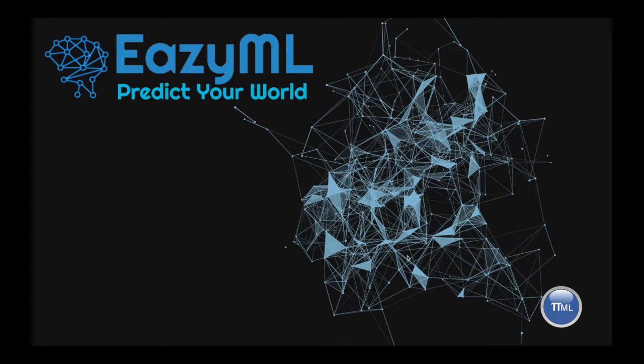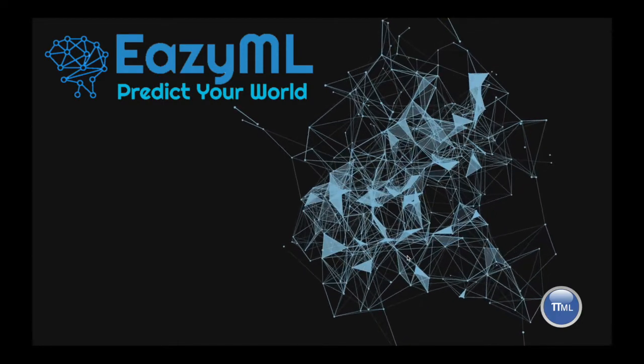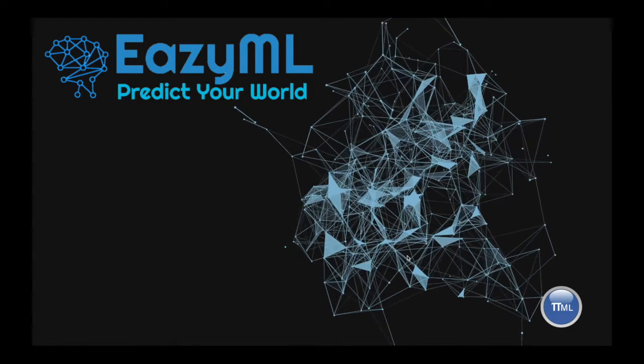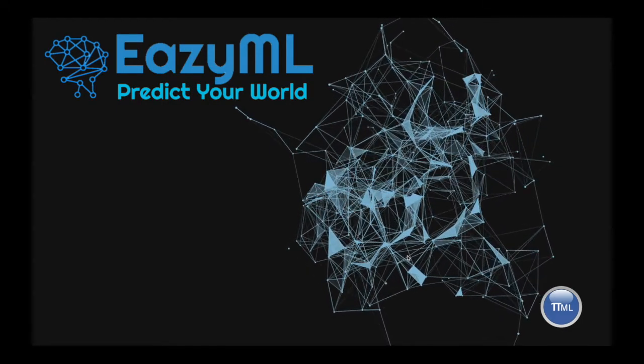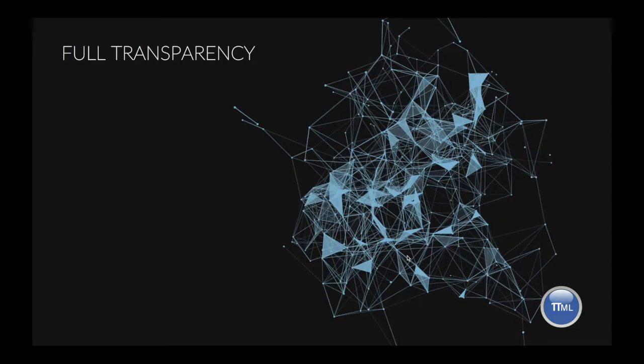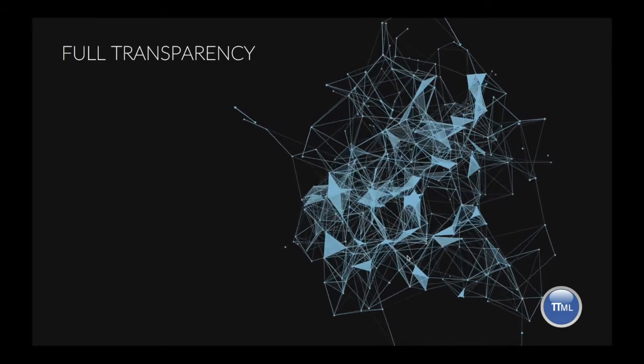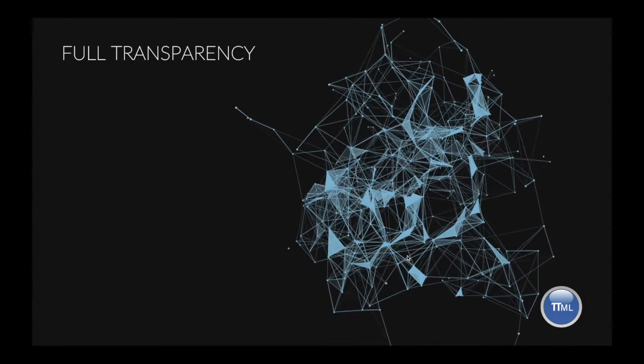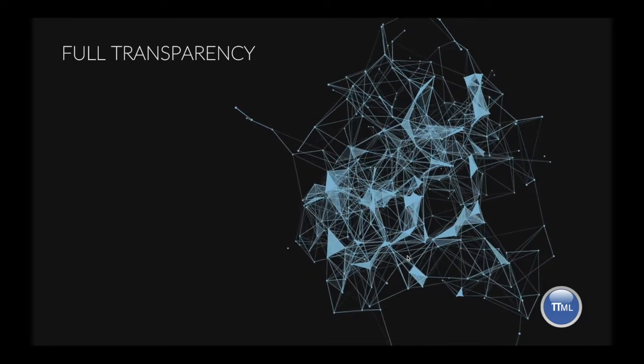Hi, and welcome to a demo of EasyML, the world's first transparent machine learning platform with the ability to predict outcomes from textual data. Most ML platforms, as you know, are opaque, not EasyML. I'll demonstrate how EasyML predicts and gives you deep insights into your data so transparently.